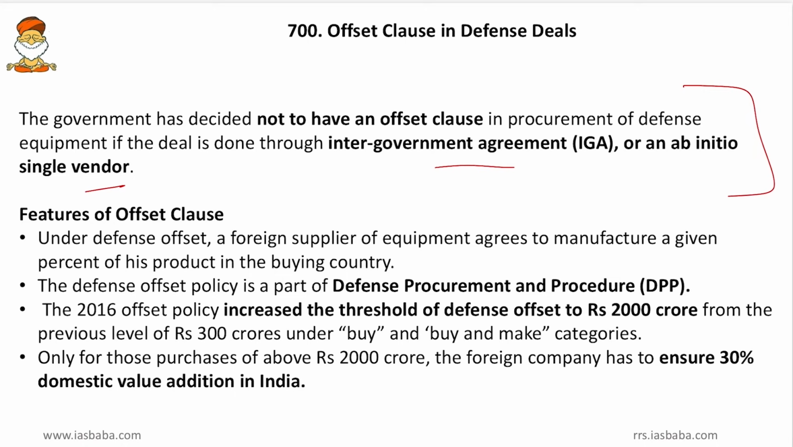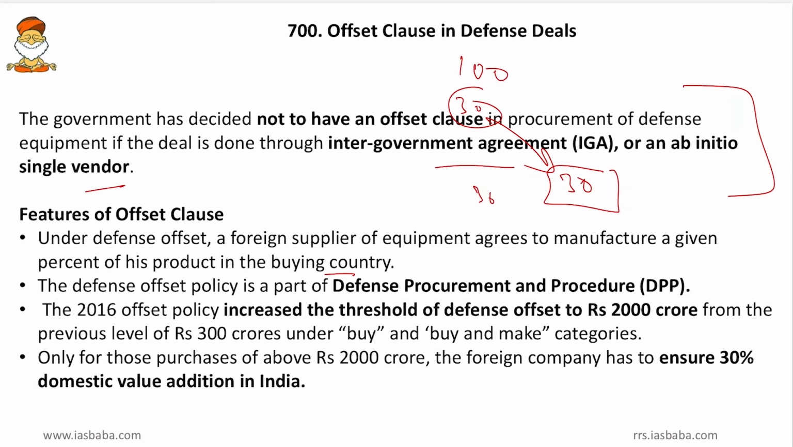Then coming to the features of offset clause, under the defense offset, a foreign supplier of equipment agrees to manufacture a given percent of his product in the buying country. So friends, if there is a 100 crore deal with India for the Rafale jets, at least 30 crores should be invested in India, and Rafale jets worth 30 crores have to be manufactured in India only. So this is the proper meaning of offset clause, and here the offset is 30%.